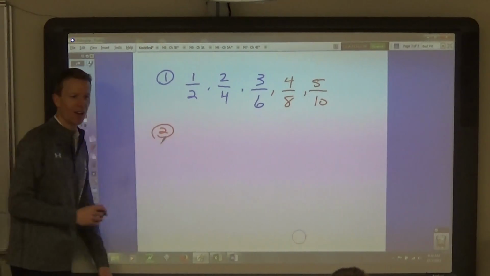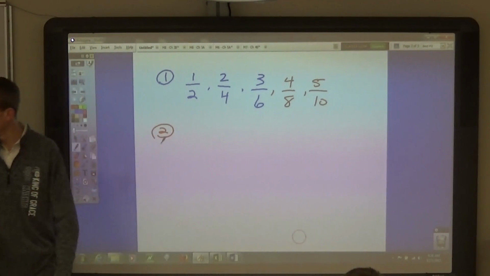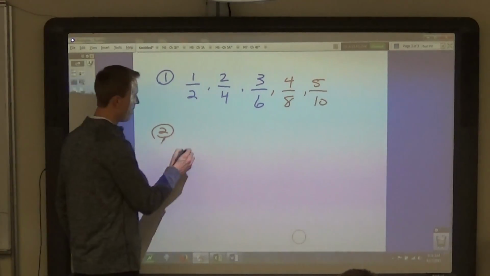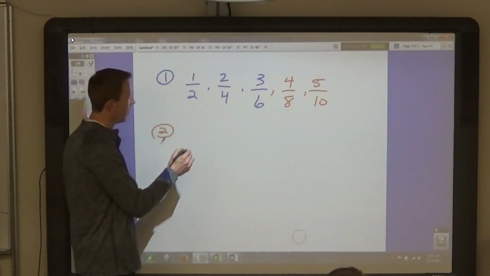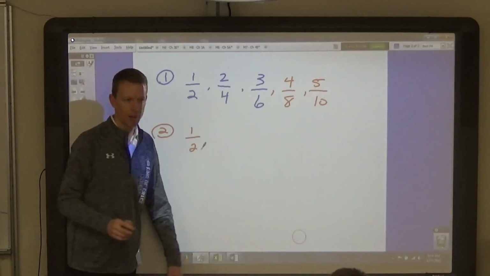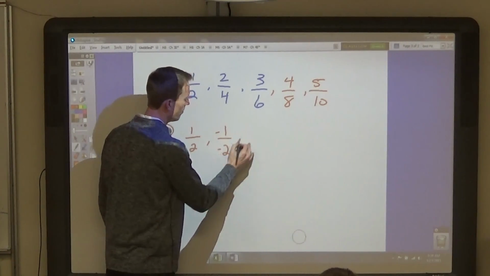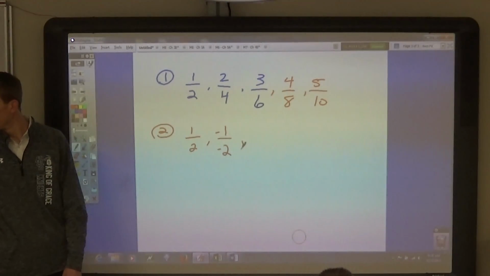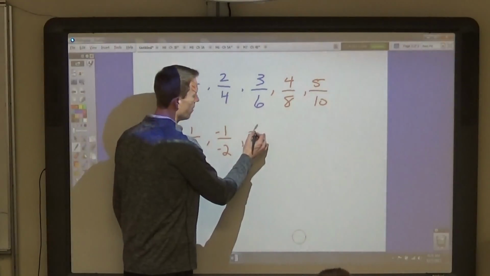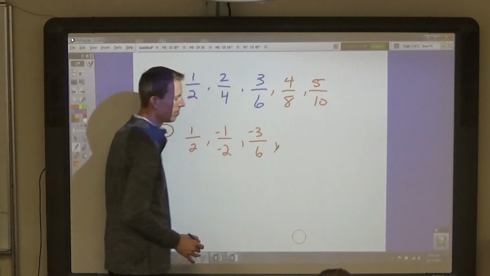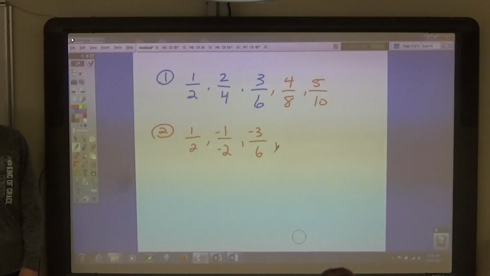What page are we on? Write that down. Number 2. It says 3 or 2. Yep, so find the next one also. Number 2, 1/2. Negative 1/2. Negative 3/6. What would be the next 3? Negative 6/12. Wait.